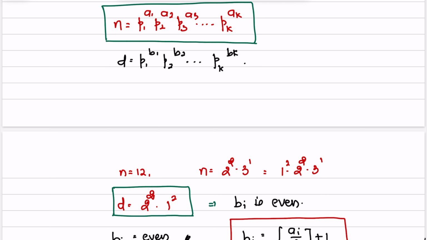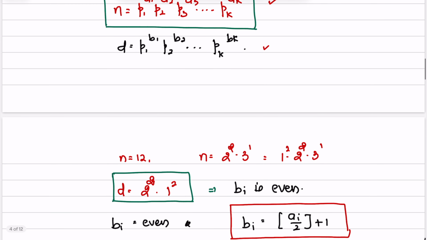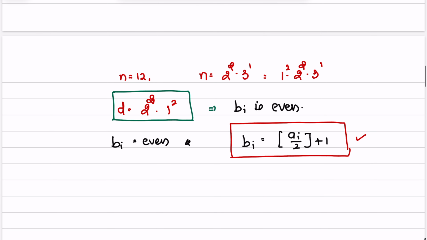And it has P1 to the power of B1. Don't confuse P1 in N with P1 in D; they are different. These are all generalized equations. The number of exponents in D will be half of the number of exponents in N for the prime, after the prime factorization, and the equation is Bi is equal to Ai by 2 plus 1. To avoid the fraction, we will put the greatest integer, that is the floor function.